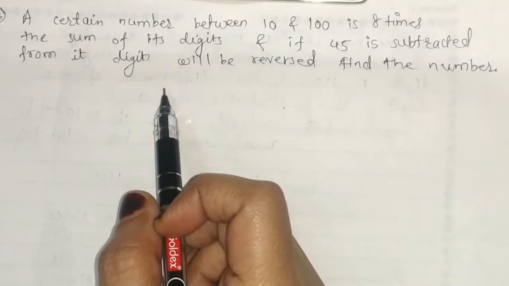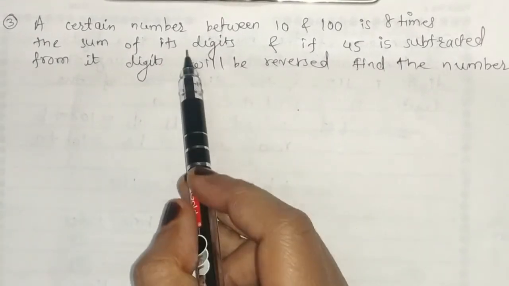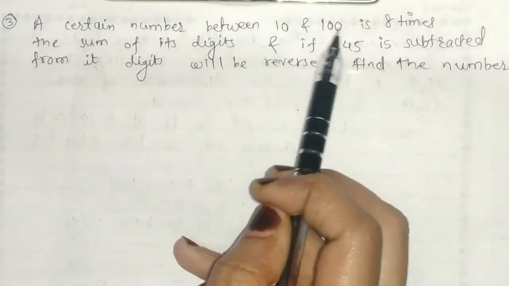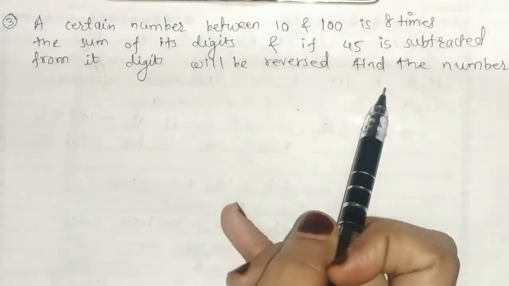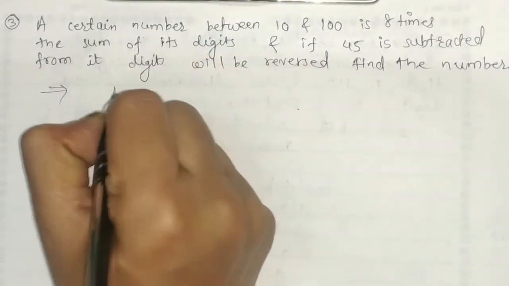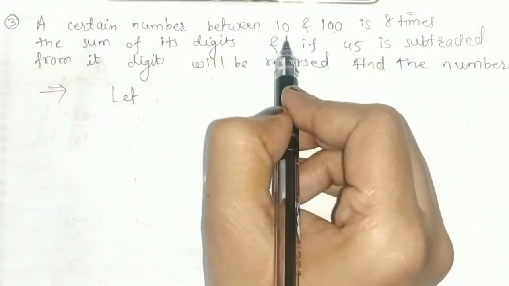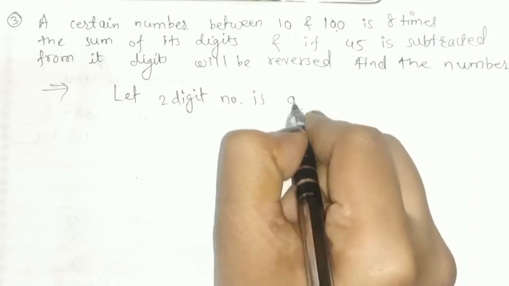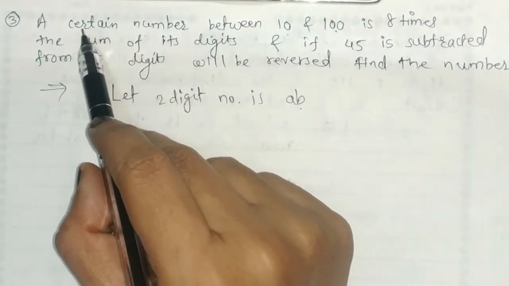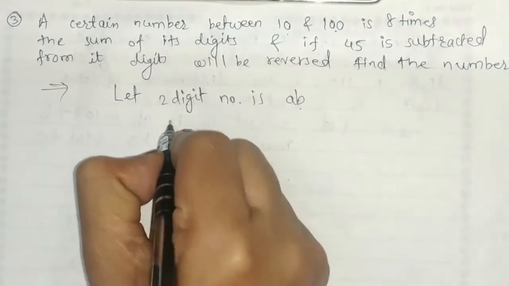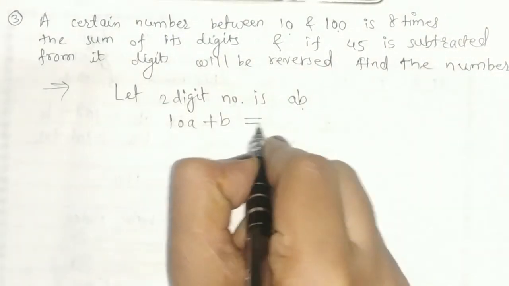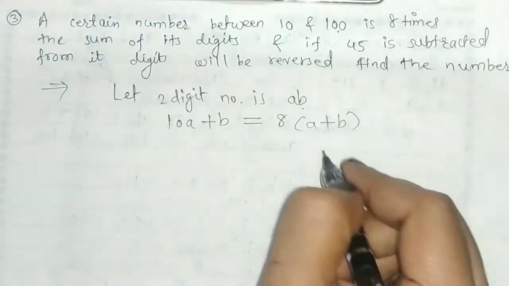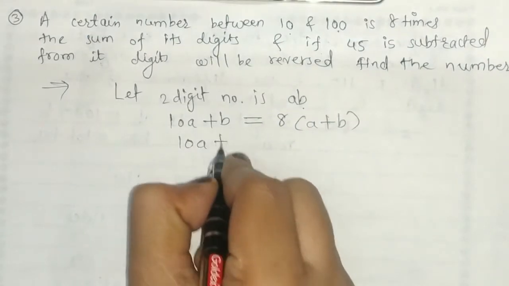So now children, the next question is: a certain number between 10 and 100 is 8 times the sum of its digits, and if 45 is subtracted from it, the digits will be reversed. Find the number. Again, we don't know the number, we know that the number is between 10 and 100, meaning it will be a 2-digit number, AB. So according to the situation and condition, a certain number is 8 times. So the number is what? 10A plus B is equal to 8 times the sum of its digits, that is 8 into A plus B. We will solve this equation.